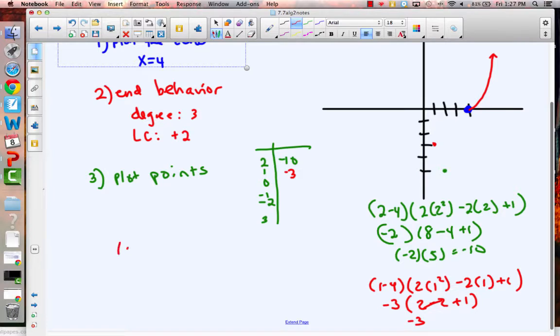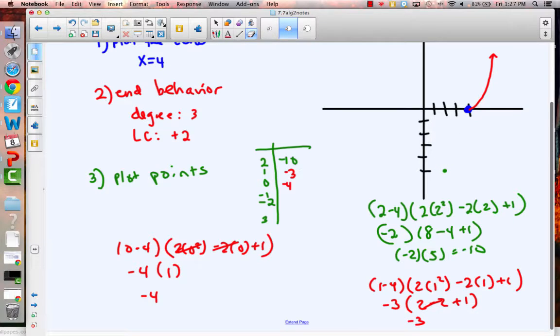If I plug in 0, 0 minus 4, 2 times 0 squared minus 2 times 0 plus 1. We get negative 4. Those zeros go away, so I get negative 4 when I plug in 0. So 0, 1, let's see, and actually I just realized I didn't count by 2's, so that goes here, and 2, 3, 4, so that goes back down.